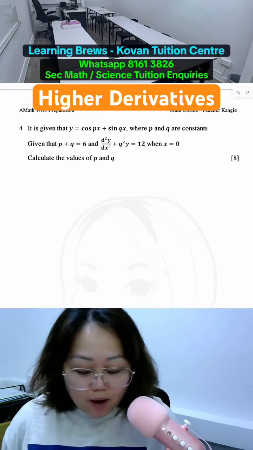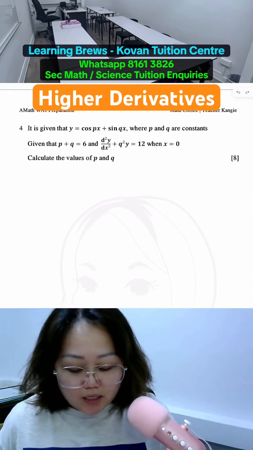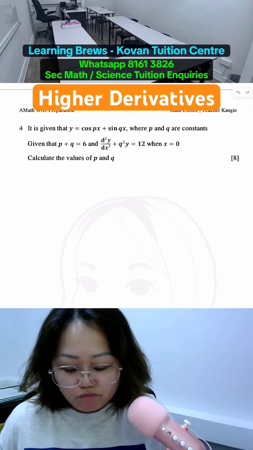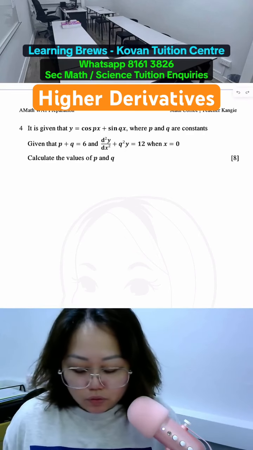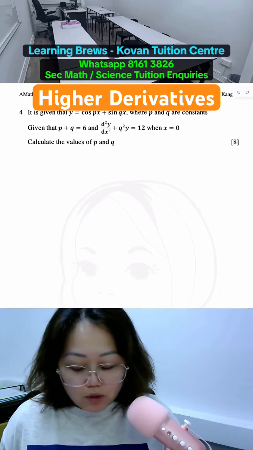Okay, it's given that y equals cosine px plus sine qx, given that p plus q equals 6. And d squared y over dx squared plus q squared y equals 12 when x equals 0. Calculate the value of p and q. Wow, do you see this or not?